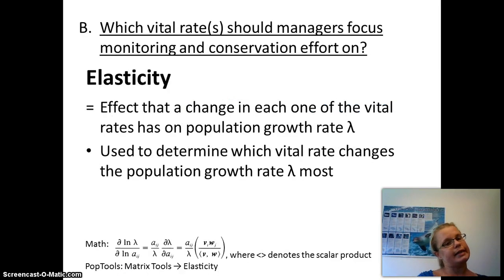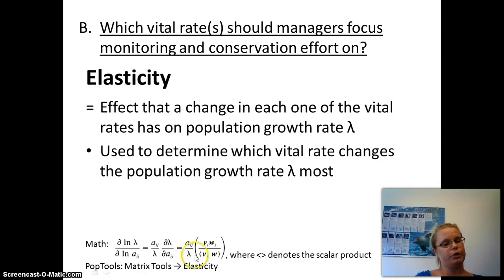Okay, the next thing is, which vital rate should managers focus monitoring and conservation effort on? And we measure this using elasticity. Elasticity is the effect that a change in each one of the vital rates has on the population growth rate. We use it to determine which vital rate changes the population growth rate most. And it's essentially the partial derivative of the population growth rate with respect to the vital rate.